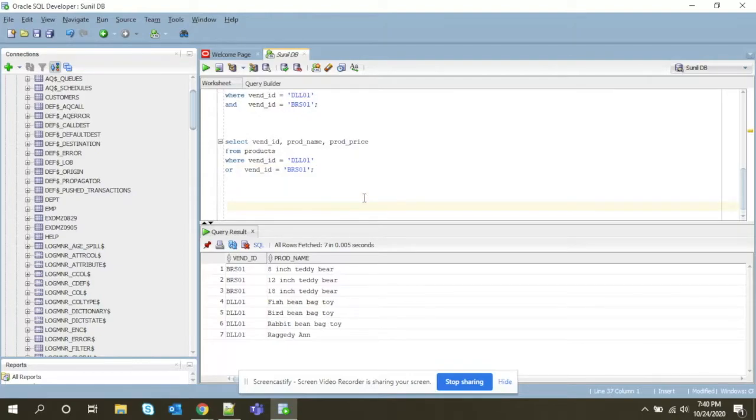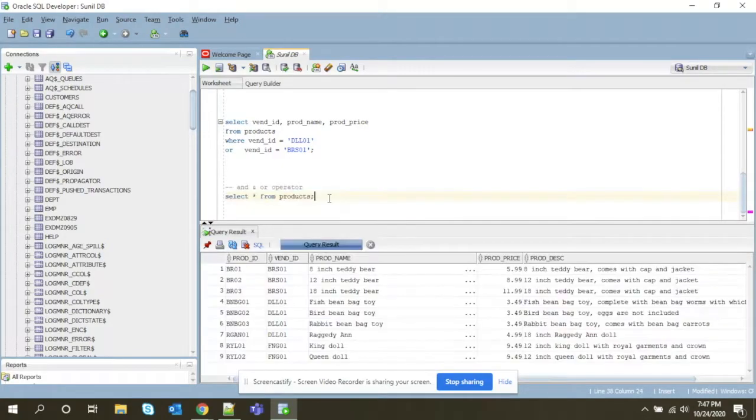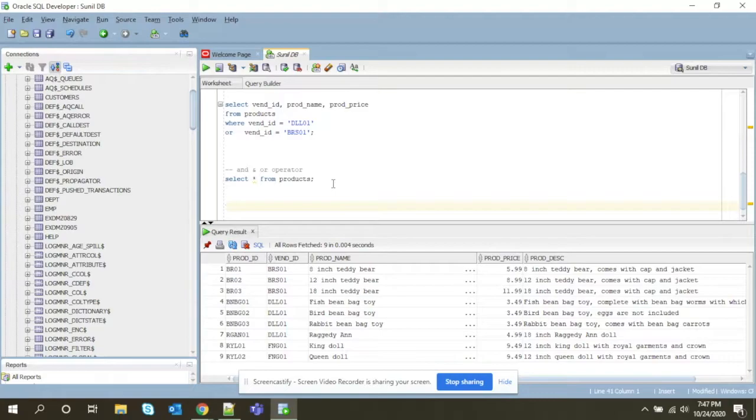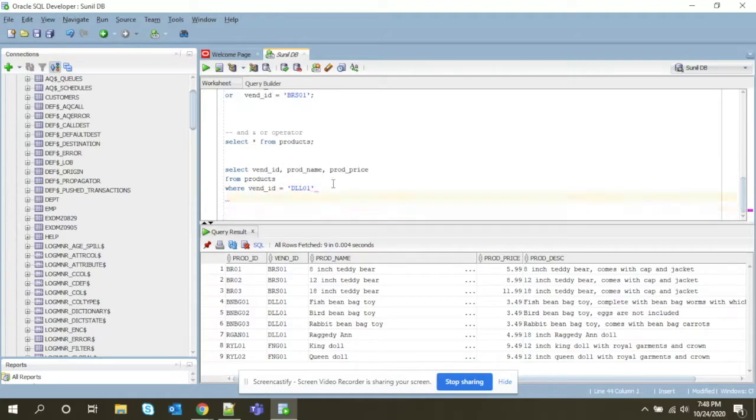Sometimes when using the OR operator and AND operator together, it can get kind of confusing. So let me give you an example. Again, select from products. This brings back all the data from the products table. But let's say you want to filter it by a vendor ID and a product price. So let's do select vendor ID, prod name, prod price from products, where the vendor ID is DLL01 or vend ID equals BRS01 and prod price is greater than or equal to 10.